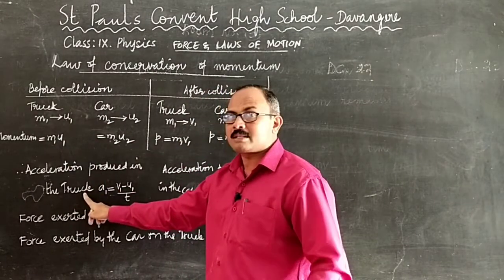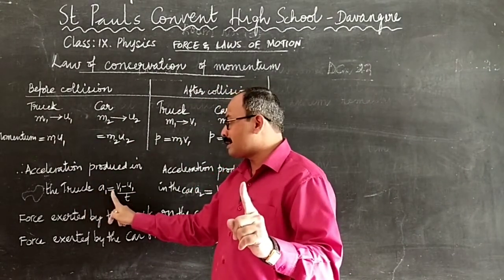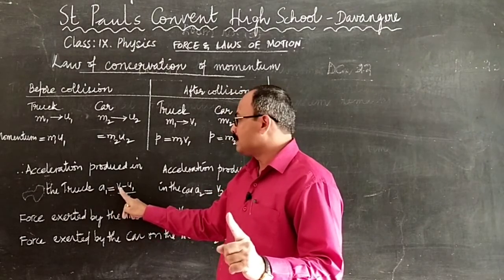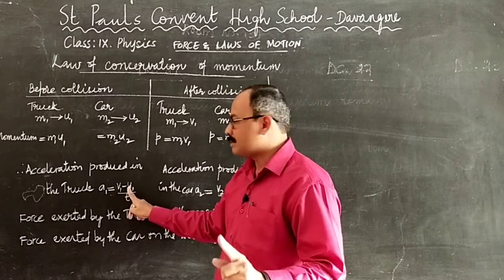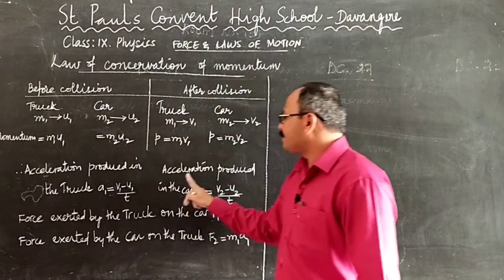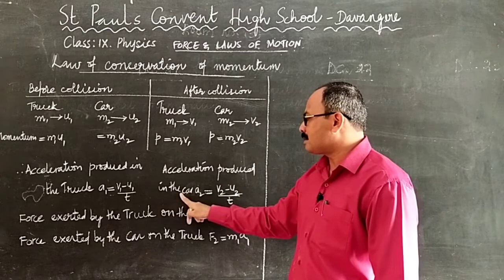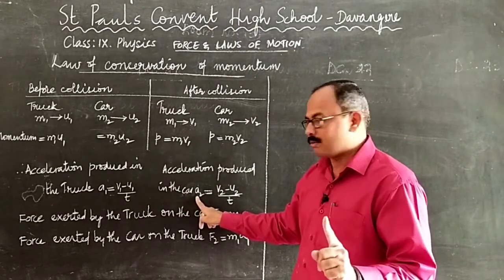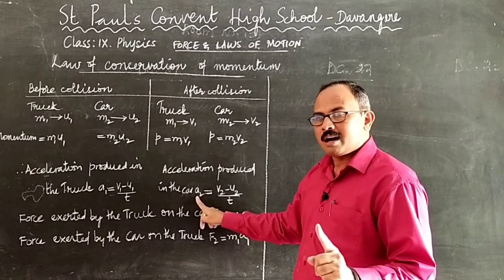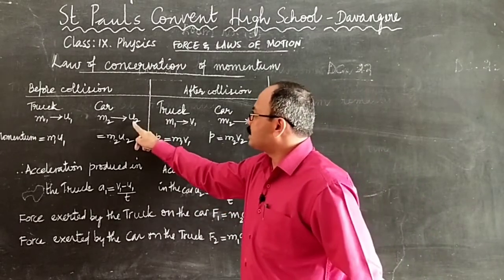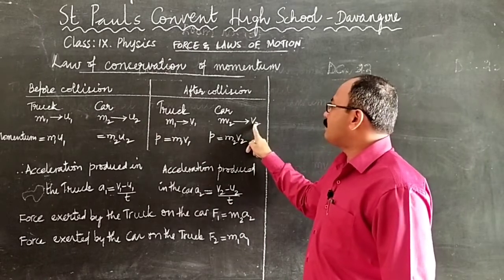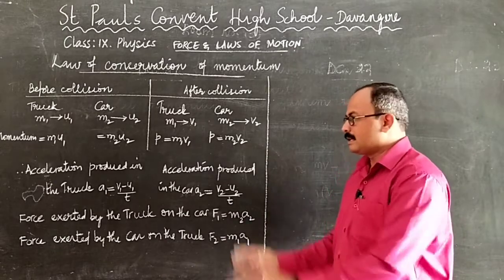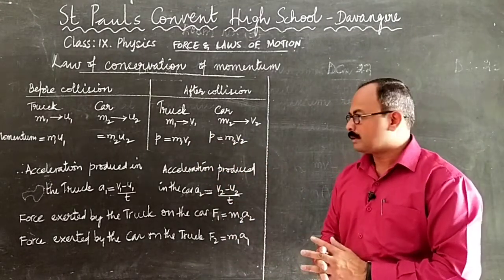We are speaking about the truck, children. Therefore, about the truck's acceleration: v1 is the final velocity of the truck, u1 is the initial velocity of the truck, divided by the time taken. Similarly, acceleration produced in the car, I have taken A2. Now you have to speak about the car. The acceleration of the car, this is u2, this is v2, final velocity minus initial velocity by t. The acceleration of the two vehicles we have written.